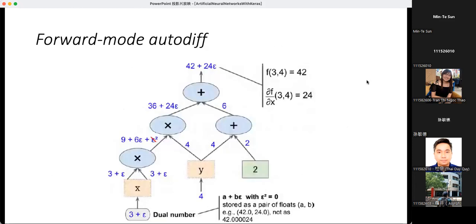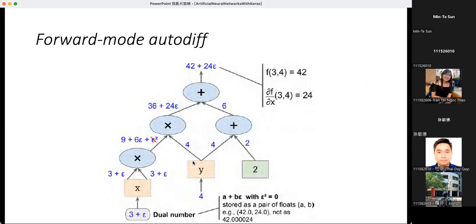So this is a figure that shows you the path tree for that function. Remember, we have x squared y plus y plus 2, right? If you want to compute the partial derivative with respect to x at the location 3, 4, we put 3 plus epsilon at the location x, and y to be 4. So this multiplication is going to give you 9 plus 6 epsilon, plus epsilon squared, but epsilon squared is gone.